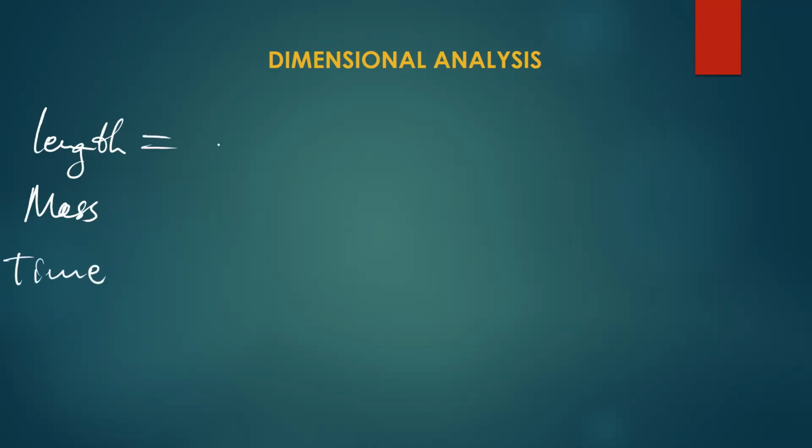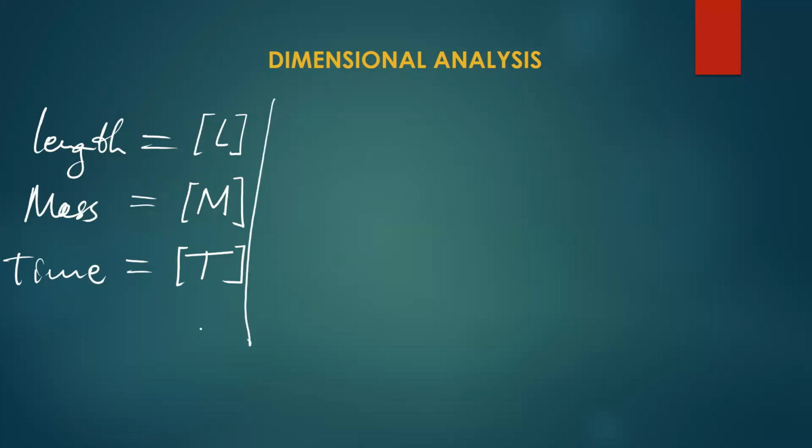The dimensions for length, we know that it's capital letter L, and then you put the square brackets. The dimensions for mass is simply capital letter M, in square brackets. And the dimensions for time is simply capital letter T, in square brackets. So these are the basic things that we use.